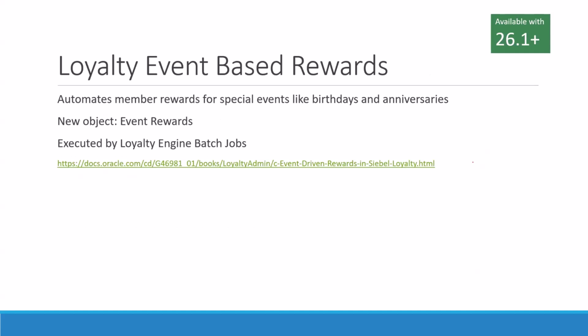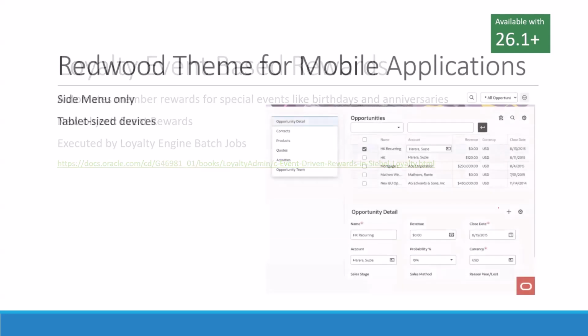Loyalty. There are some loyalty people in the room, and Siebel Loyalty gets a new set of tables and business components around capturing event-based rewards. Think of it's the birthday of the member, or it's an anniversary of the member, and they get rewards for that event to happen. So like gift points are gifted, etc. So that is definitely a nice improvement.